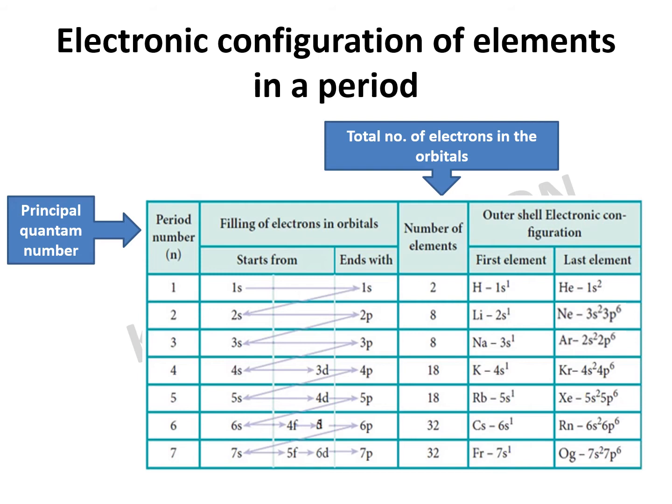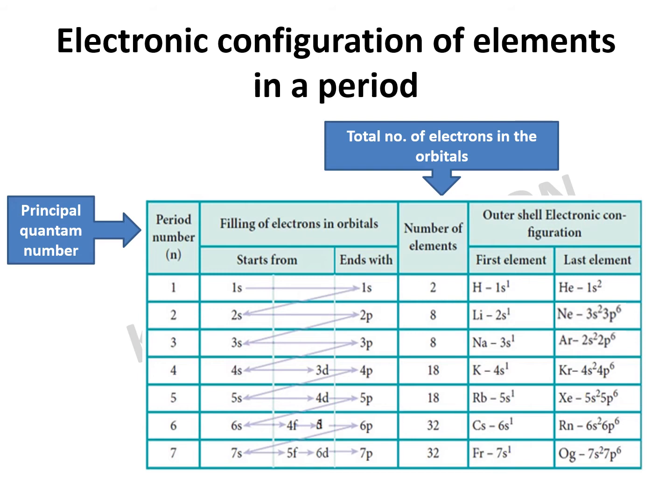In period 3, again, electrons enter s and p orbitals, but the principal quantum number is 3. The total number of elements in this period is 8, as a total of 8 electrons can be accommodated in s and p orbitals. The first member is sodium and the last member is argon.